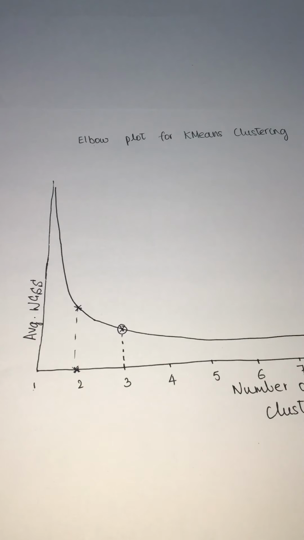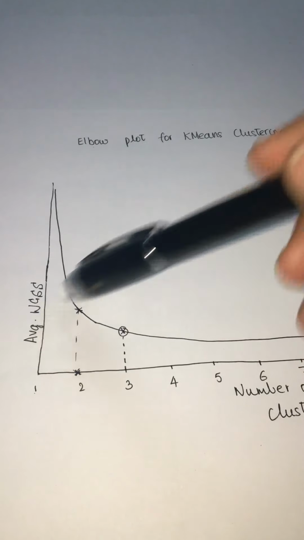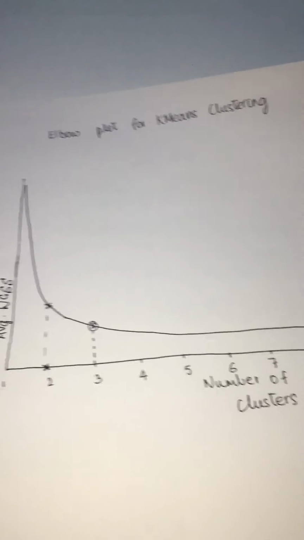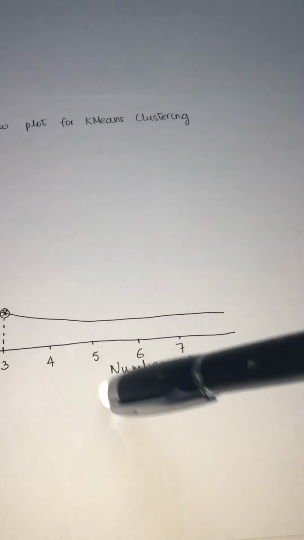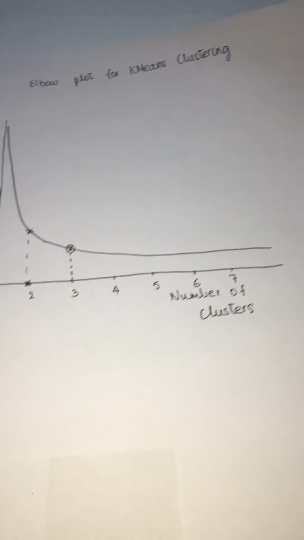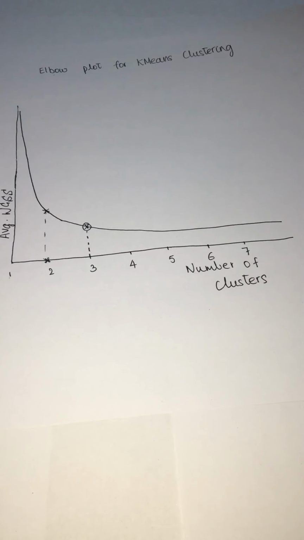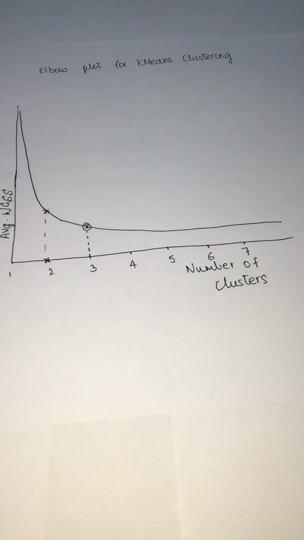This is basically your elbow plot. This is where your average within cluster sum of squares ends up, and on your x-axis you have the number of clusters. So on your x-axis you have the number of clusters, and on your y-axis you have the average within cluster sum of squares.